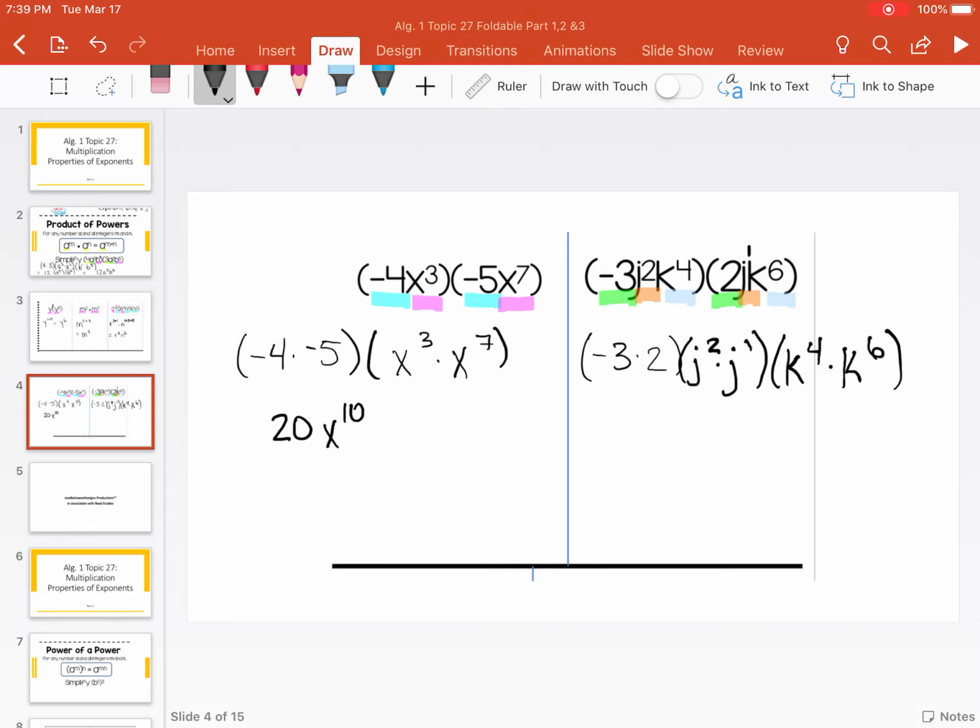So now we can simplify. So negative 3 times 2, a negative times a positive is going to be negative 6. J squared times j to the 1st is going to be j to the 3rd. And k to the 4th times k to the 6th is k to the 10th. And there is your answer there.